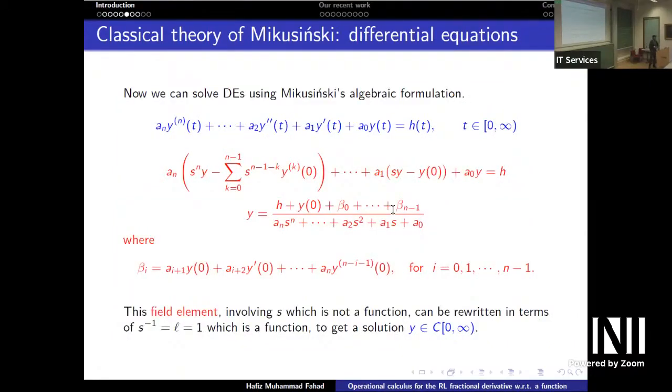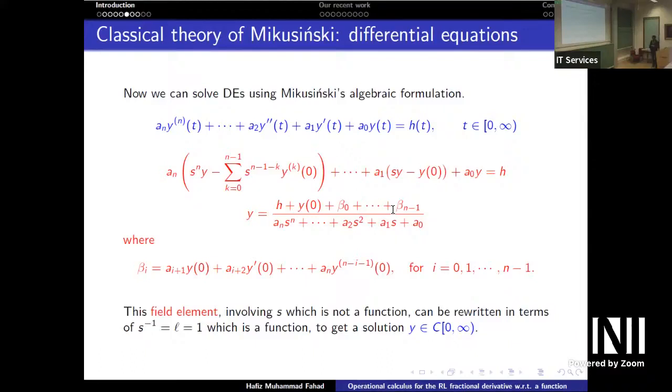Until now, we have discussed the first 4 steps of the Mikusiński's algorithm. Now we are all set to solve some differential equations using this technique. Here we consider an n-term differential equation, which is written in blue.